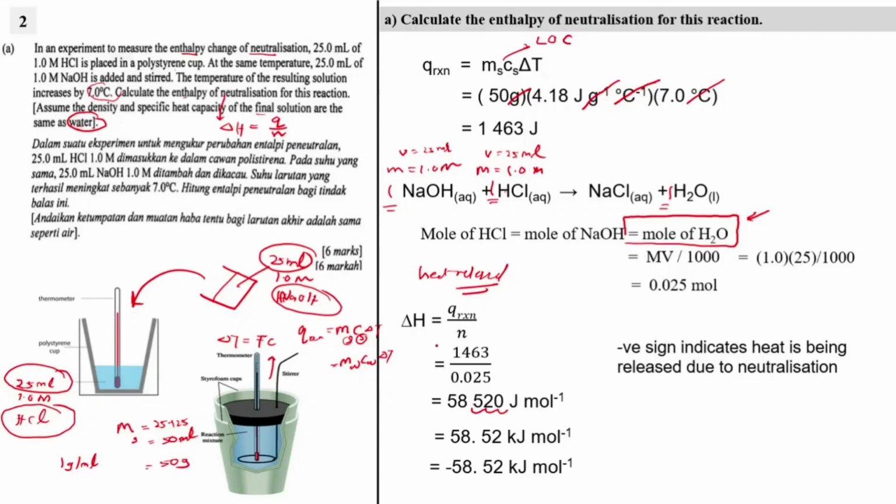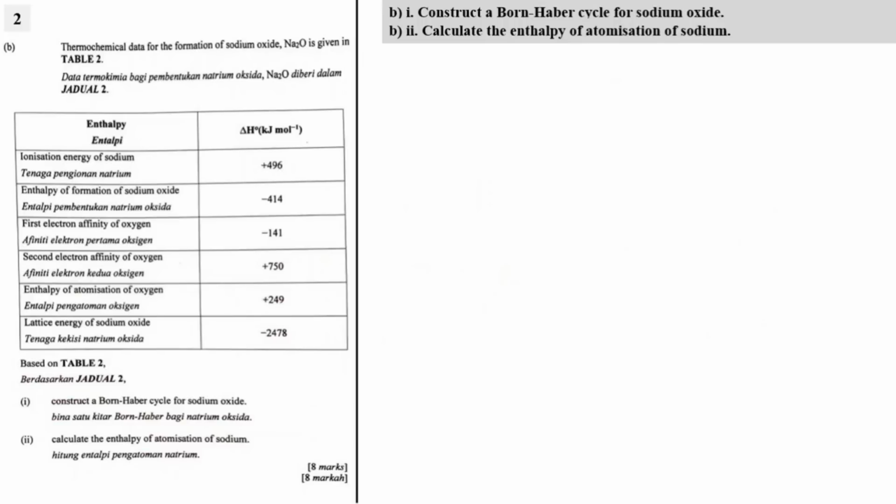Similarly, you can also do a comparison. If you want to do another method, you can also try 0.025 mole of H2O will produce 1463 joule. So let's say if you have 1 mole of H2O, how many joule will you get? You can do a cross multiplication, and then you will also get a similar answer, which is 58.52 kilojoule per mole. So you can use this method, or you can also use the comparison method in order to get to your answer.